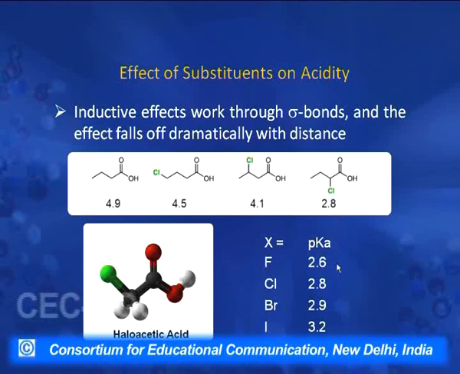fluoroacetic acid this pKa value is 2.6. When this is chlorine, it is 2.8, because the electronegativity of chlorine is less than that of fluorine. So pKa is increasing, meaning acid strength is decreasing. If it is bromine, the value is 2.9, and if it is iodine, the value is 3.2. So as the electronegativity of this halogen atom decreases, the acidic strength also decreases, because the power to withdraw electrons is decreasing. So this is the effect of different substituents and their position on carboxylic acid on the acidic strength of this.